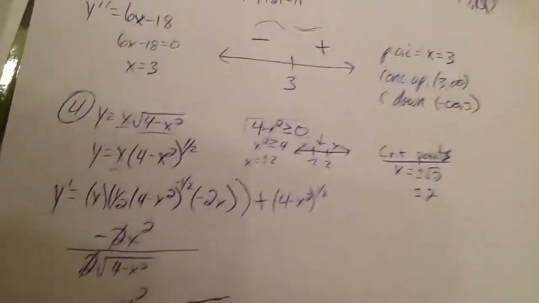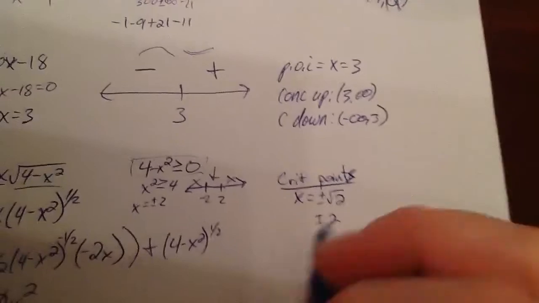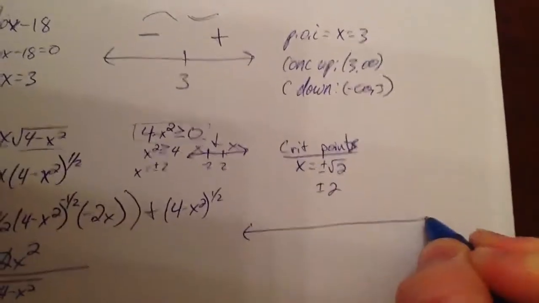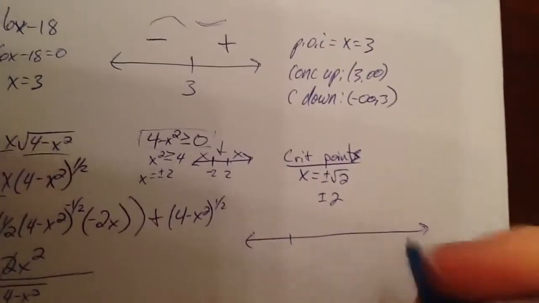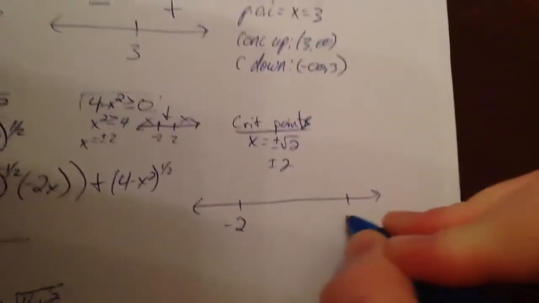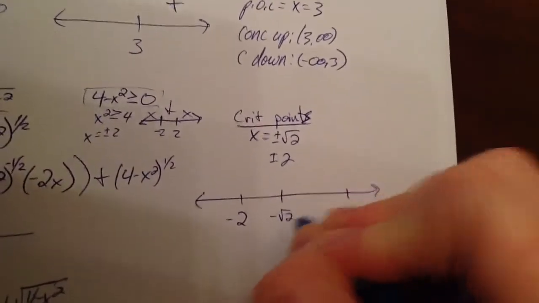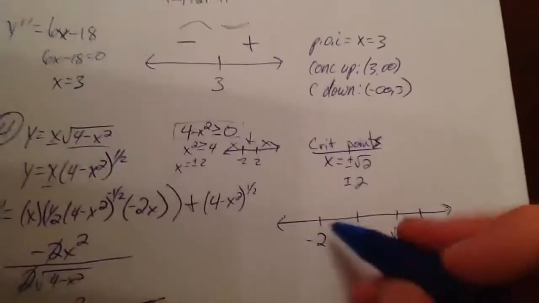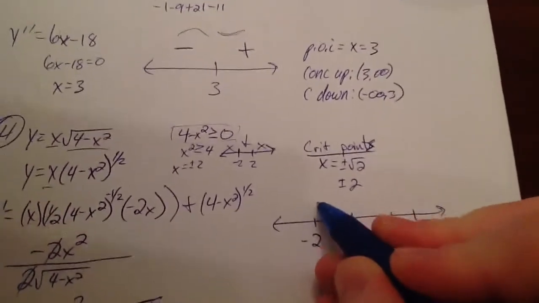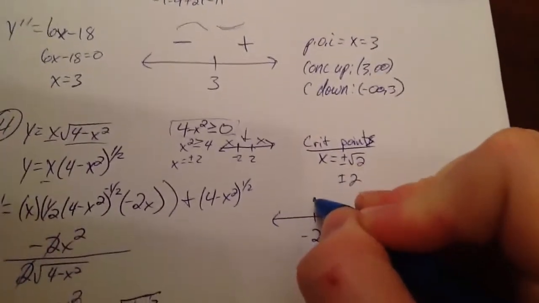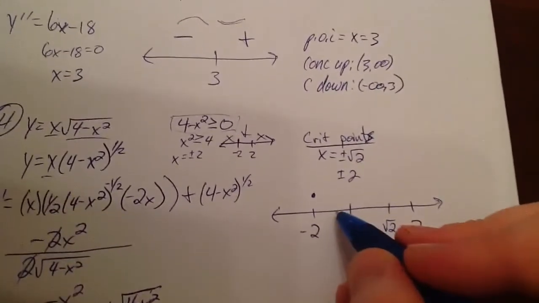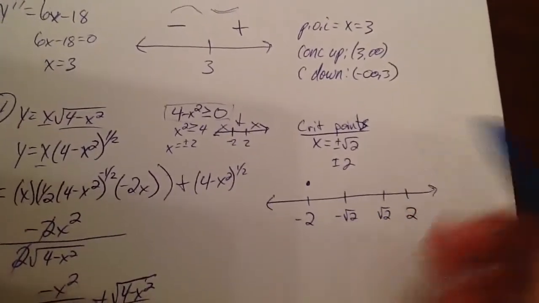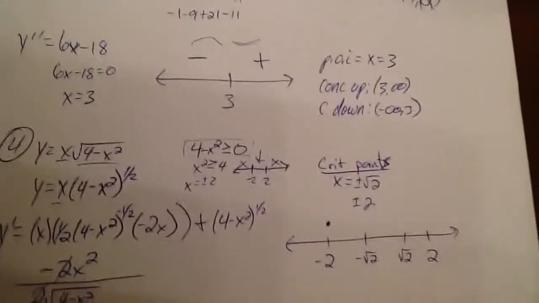Alright. So now we just gotta do our sign chart. Let's see, -2 and 2 are my endpoints, and then I got negative square root of 2 and positive square root of 2. And check the signs of my slopes. Don't need to go over here because that's an endpoint. Endpoint, and then if I do negative 1.9, man, this sucks.